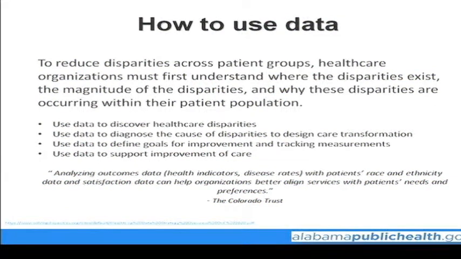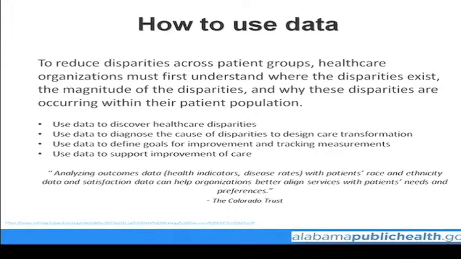So once the data is received from a patient, how can it be used within the healthcare system? The data is ultimately used to reduce disparities across patient groups. From the data collected, we can discover the health disparity, diagnose the cause of the disparity, which allows for design and care transformation, define any goals for improvement and tracking measurements, and support improved care.